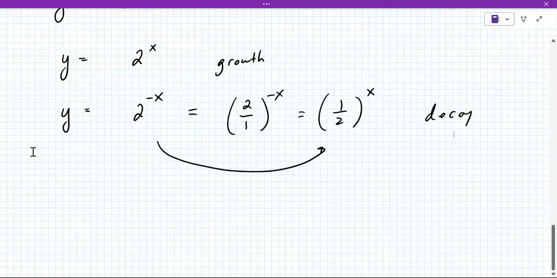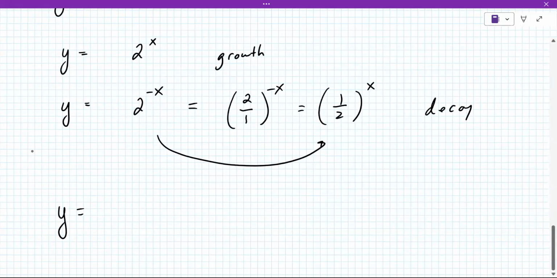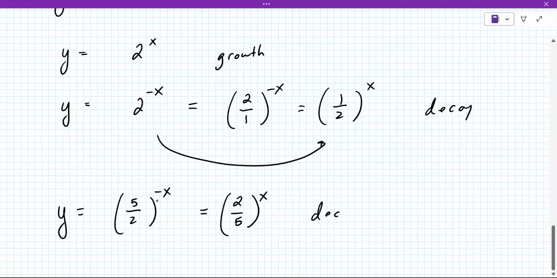Let's look at another example here. Let's say it's y equals 5 over 2 to the negative x. Currently 5 over 2 is 2.5. That looks like growth. But the negative exponent means to flip it. So this is really 2 over 5 to the power of x. So it's decay.